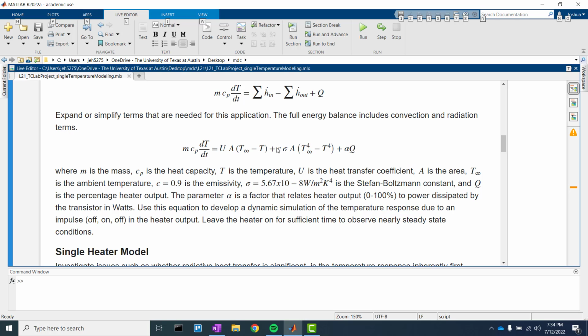Let's see, other things. So we have emissivity and Stefan-Boltzmann constant, or at least that is what the sigma is. And Q is now a percentage of heater output. That way we can be 0 to 100, and that alpha will help us convert that 0 to 100%. It will help convert that percentage into watts of power that are going into the system.